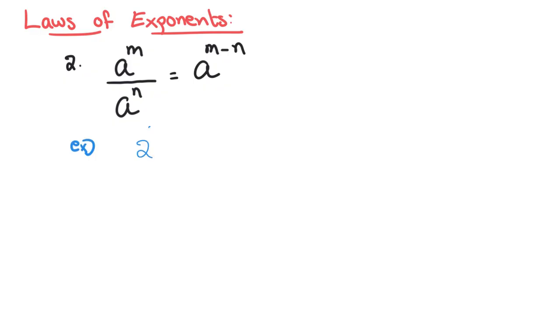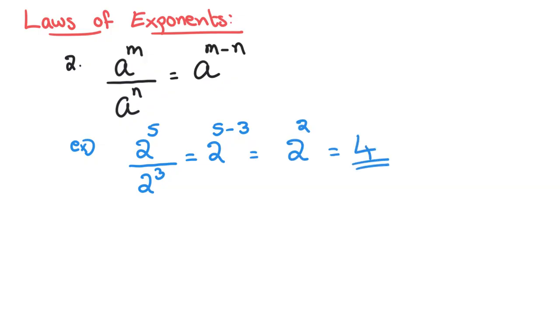2 to the power 5 divided by 2 to the power 3. Are the bases same? Yes. And are they divided? Yes. So what do you do with the exponents? You subtract. So 2 to the power 5 minus 3, which is 2 to the power 2, which is 4. Good.